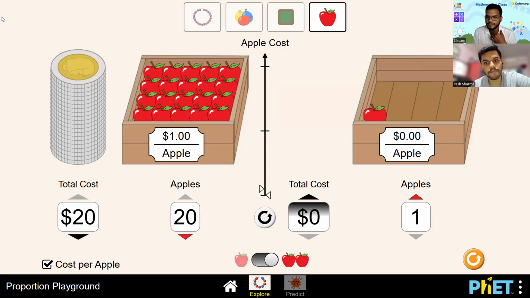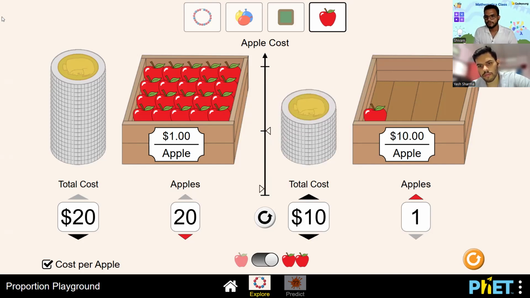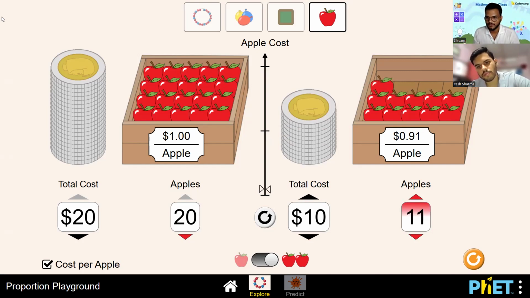Similarly, tell me what I can increase here. Tell me the total cost. What do you want to take? $10. Okay, 10. It's done. Now tell me how many apples you want to take? 10. So if you are taking 10, see, this 10 is going to give you per apple cost $1. Now increase it, it is reduced. Again increase, it is reduced, right? If you are increasing the number of apples, then per apple cost will decrease.